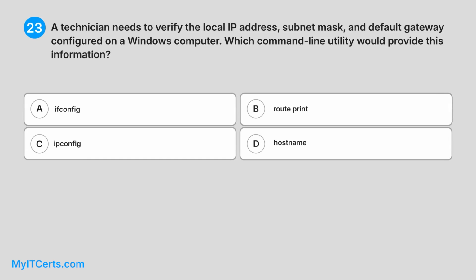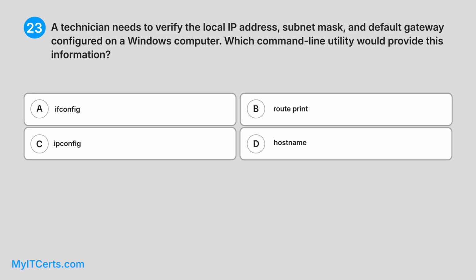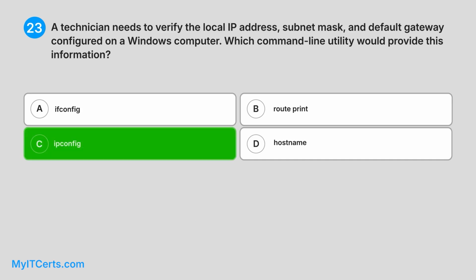23. A technician needs to verify the local IP address, subnet mask, and default gateway configured on a Windows computer. Which command line utility would provide this information? A, ifconfig, B, route print, C, ipconfig, D, hostname. Can you guess the answer? Correct answer, C, ipconfig.